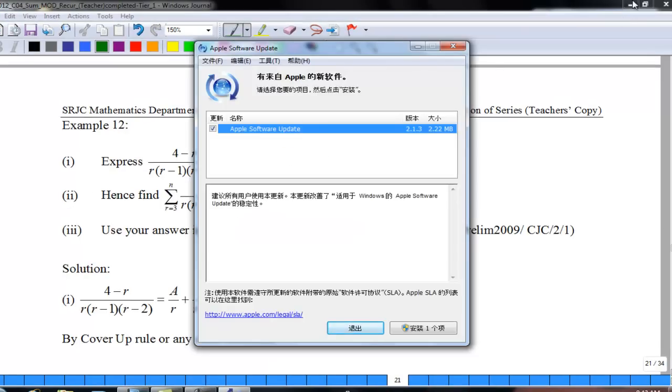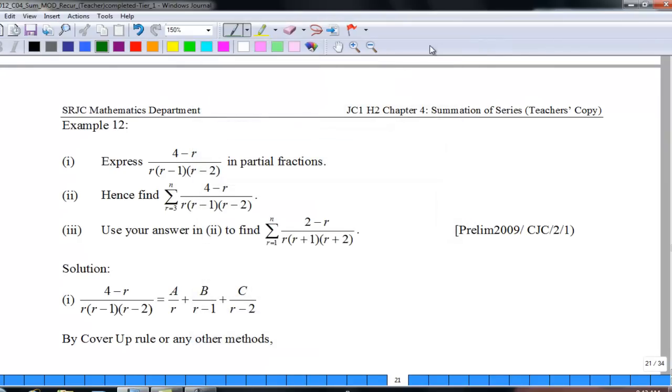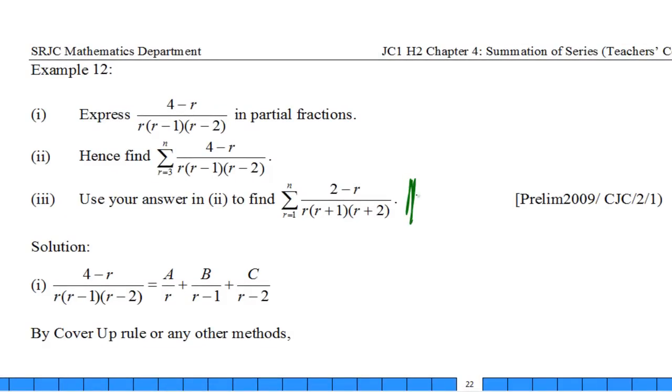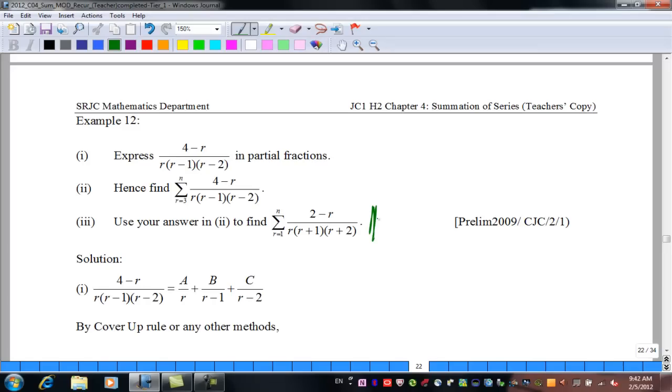This is a question which will actually stump a lot of students because they are unsure, especially when it comes to part 3. So please pay special attention when I'm going through this question. Now in the first part, we are asked to express (4 - r) over r times (r - 1) times (r - 2) in partial fractions.